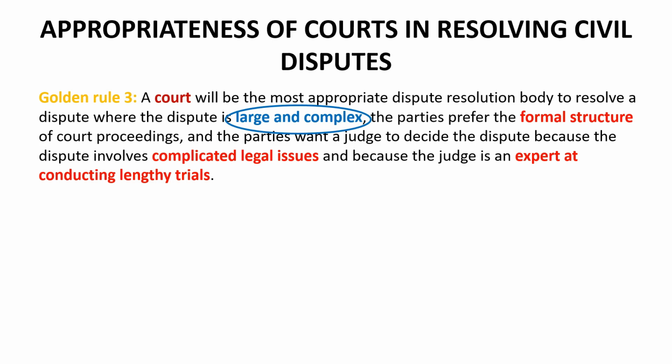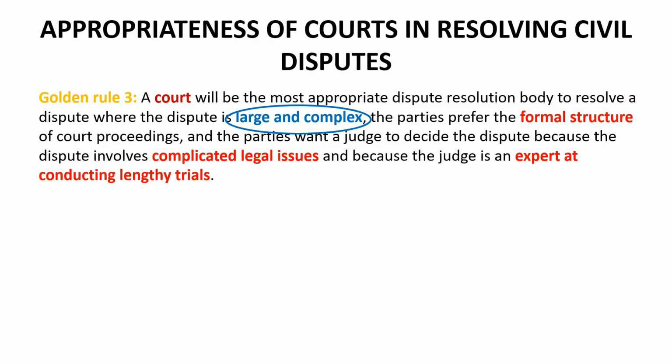As I've explained, either Consumer Affairs Victoria or VCAT will be the most appropriate dispute resolution body for small and simple disputes. The exception is where neither Consumer Affairs Victoria nor VCAT have jurisdiction over the dispute, for example, as in the case of general negligence and defamation claims. In that case, the only choice that the parties have is to use the courts.